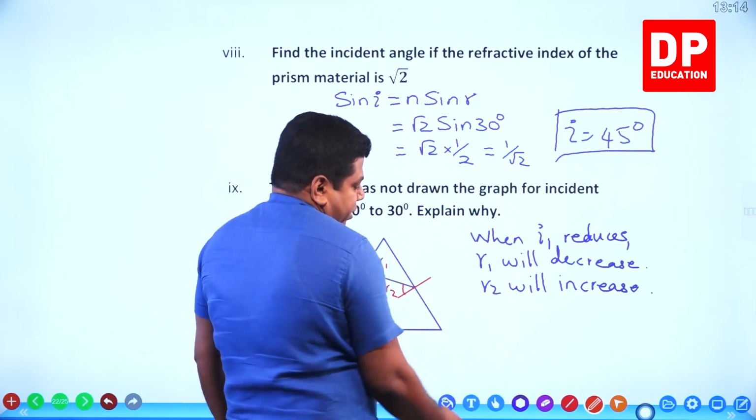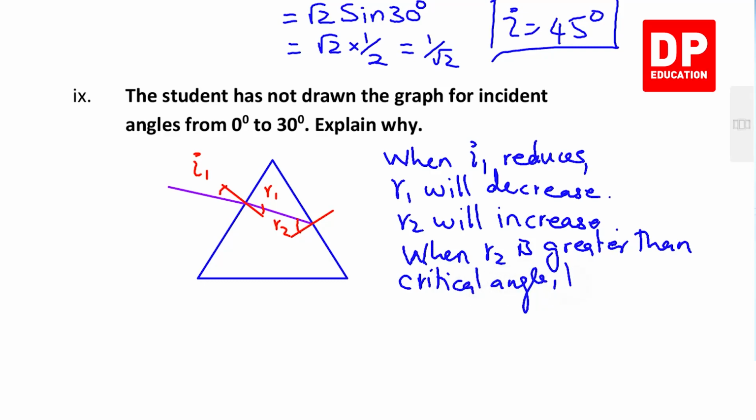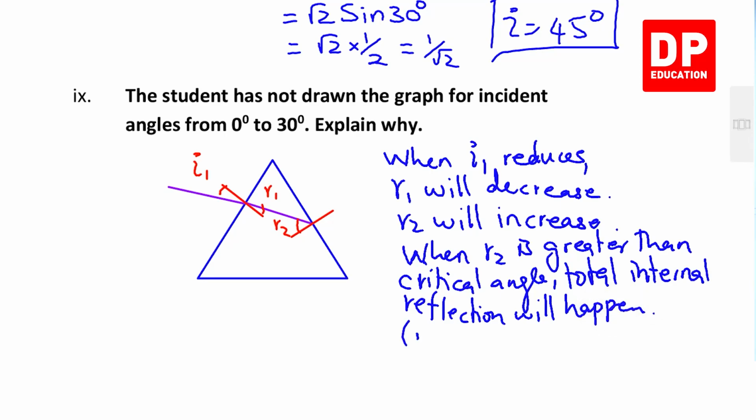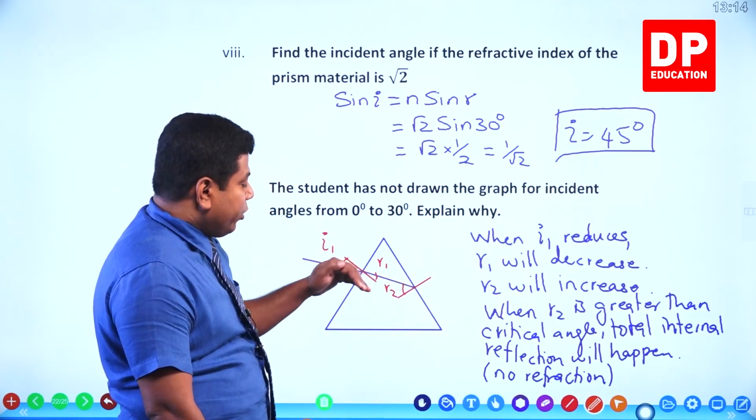Look at this. When R2 is greater than the critical angle, total internal reflection will happen. Which means no refraction. Understand? No refraction. This is why he can't draw the graph.